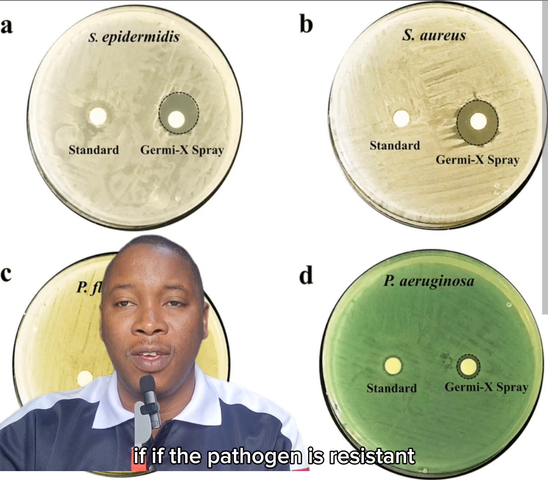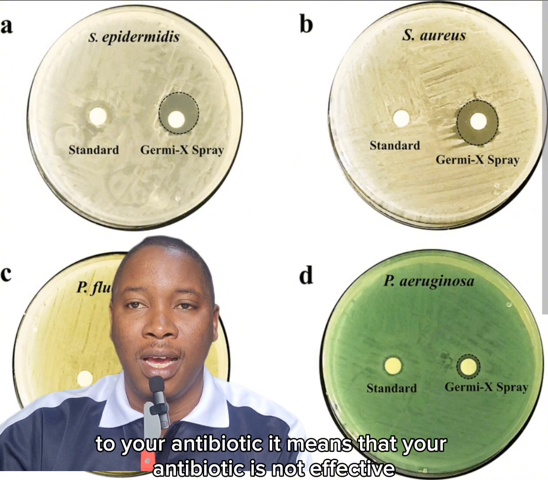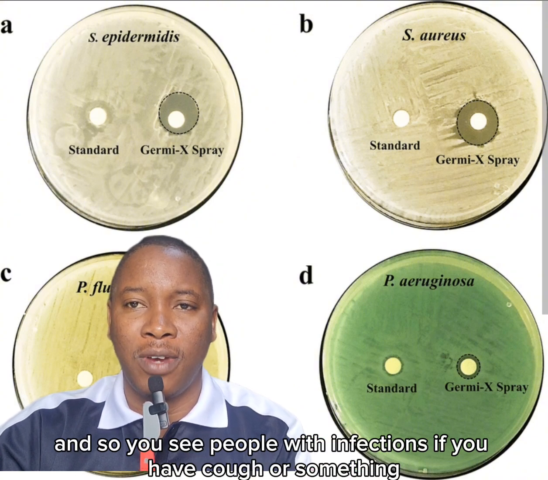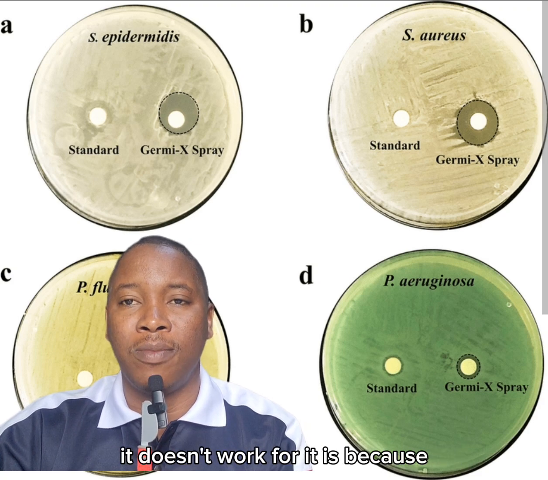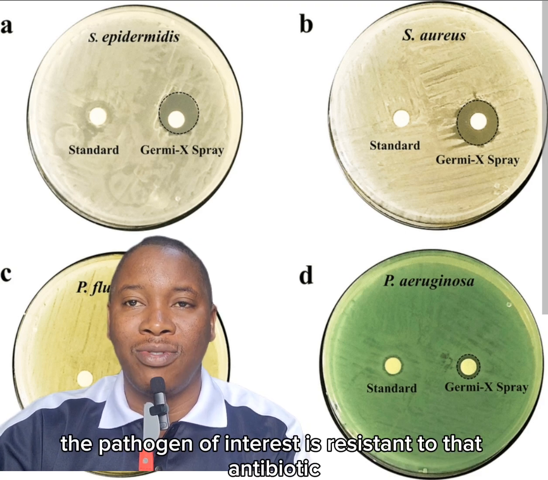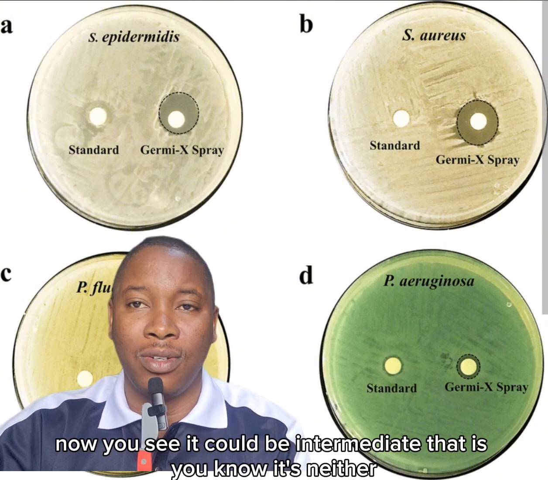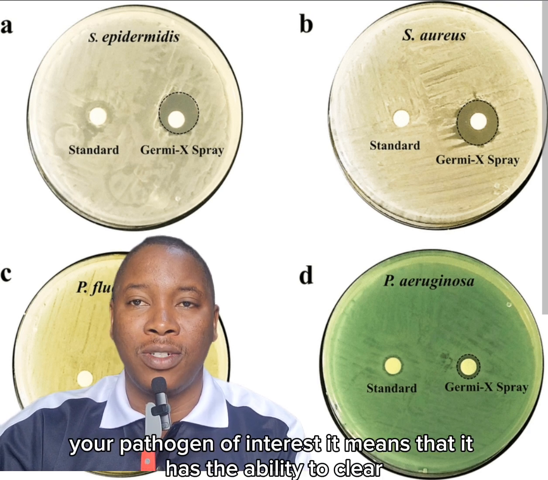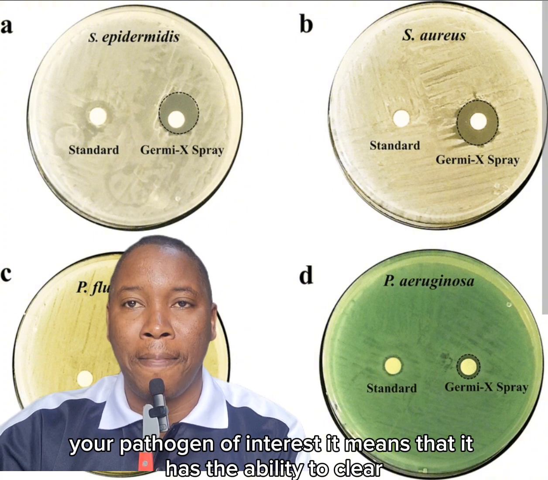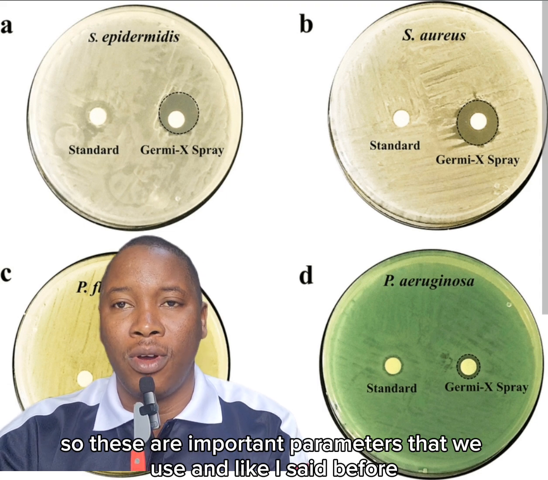So if the pathogen is resistant to your antibiotic, it means that your antibiotic is not effective. And so you see people with infections, if you have a cough or something, you continue to take this antibiotic and it doesn't work for it. It's because the pathogen of interest is resistant to that antibiotic. Now it could be intermediate, that is, neither here nor there, or it could plainly be sensitive. And if your antibiotic is sensitive to your pathogen of interest, it means that it has the ability to clear that pathogen.